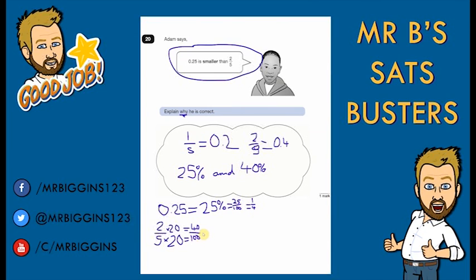We can see that we've got these two fractions here. 25 over 100 is smaller than there. But because we've got 40 over 100, we know that's 40%. And we know that that is 0.4. Technically 0.40, but we don't need our second 0.